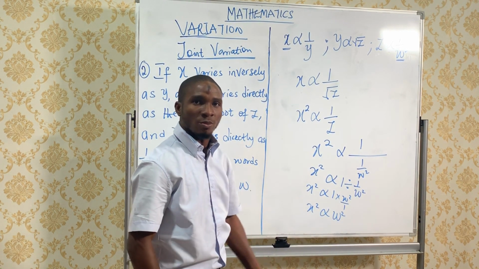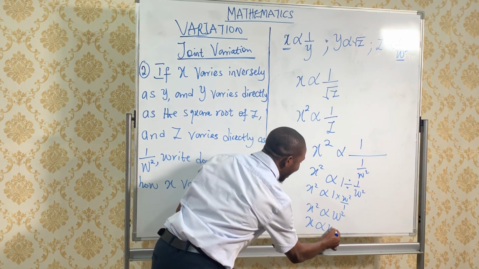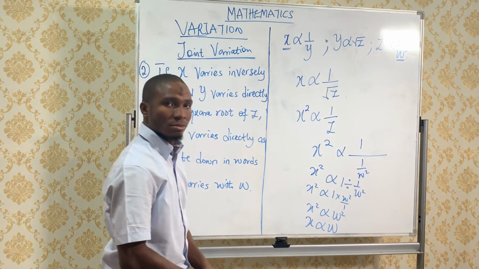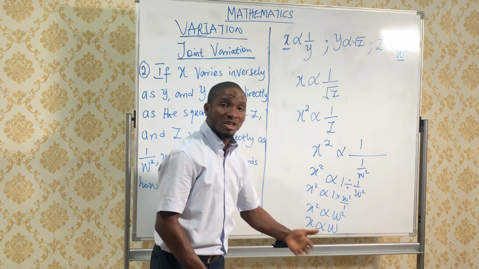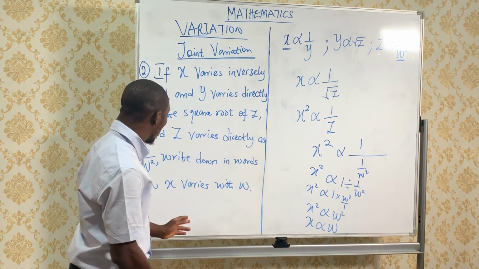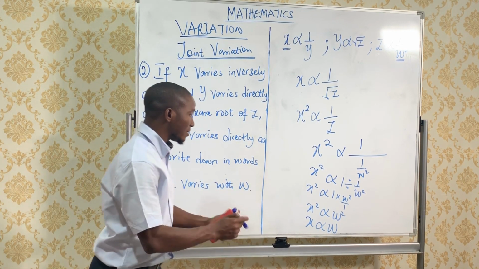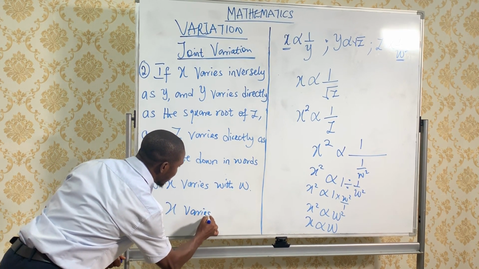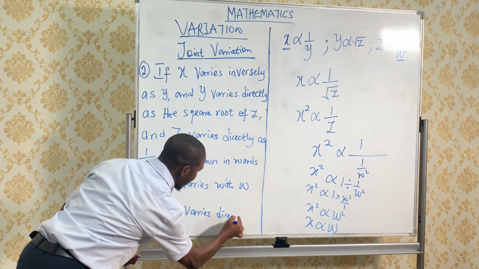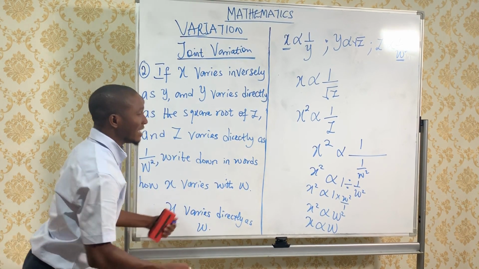If we take the square root of both sides, this indicates that x varies directly as w. And that is the end of the question. And this is the relation between x and w. So if you are to write that in the form of a statement, it's going to show that x varies directly as w. And that is the end of the question.